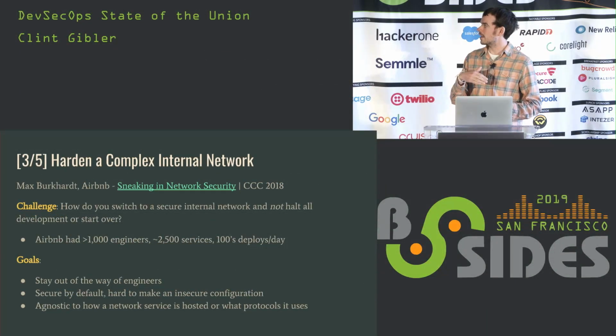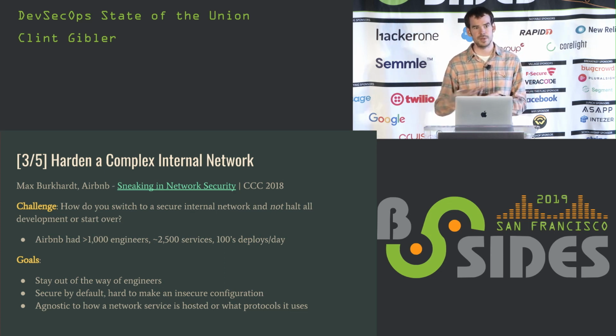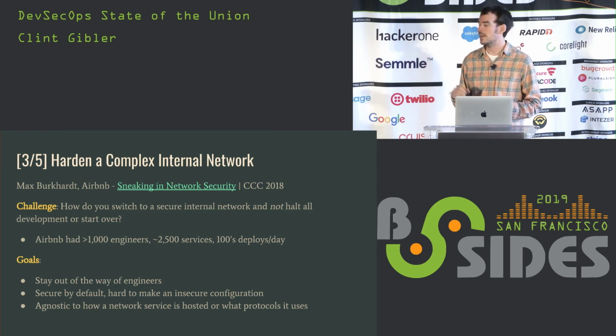So the goal here is how do we stay out of the way of engineers? Ideally, this is transparent. Can we make it secure by default? And not just that, but also make it difficult for it to be insecure. And ideally, this is also agnostic to what language or framework the service is using, what protocol is being spoken, all of those things, because you don't necessarily know how things are going to work in the future.